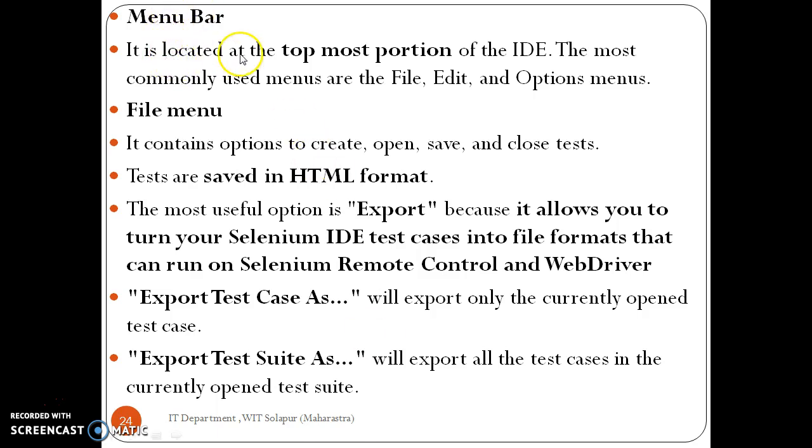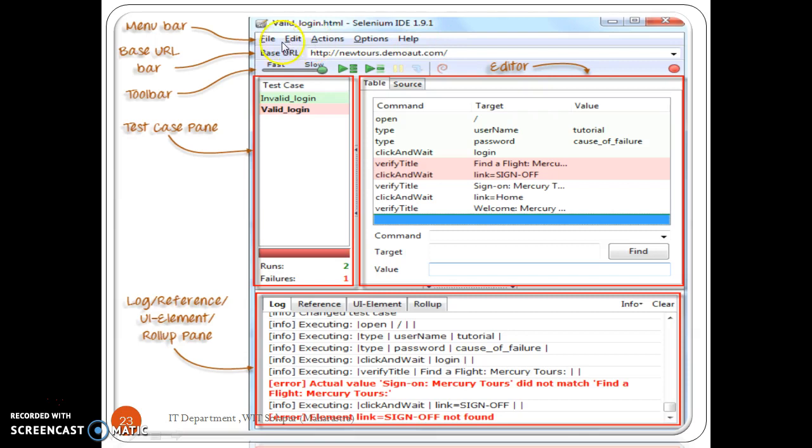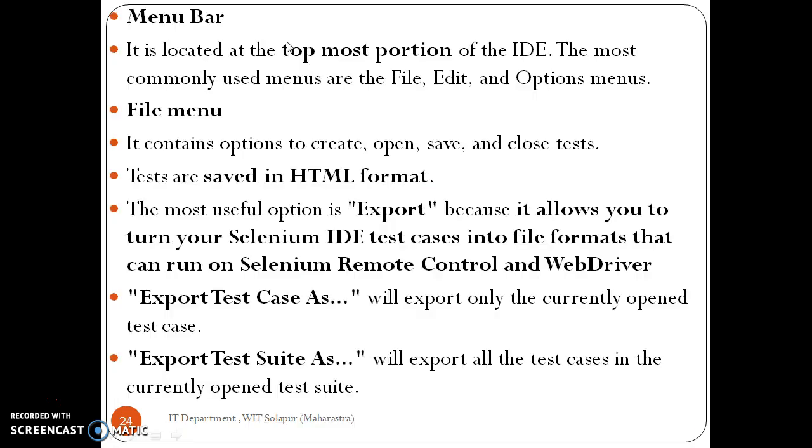The menu bar is located at the topmost portion of the Selenium IDE. The most commonly used menus are the File, Edit and Options menus. Here you can see File, Edit, Action. These are very important menus. The File menu contains the options to create, open, save and close the tests. The tests are saved in HTML format. So once you save your test cases, they will be in HTML format.